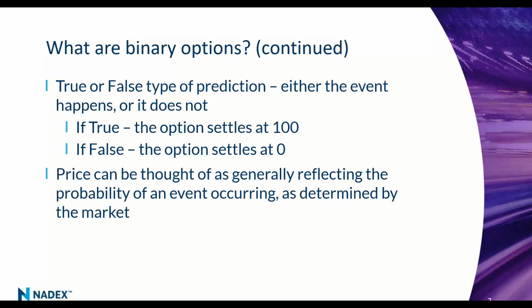If the condition is, will the S&P 500 be above a certain price, and it's currently right at that price, the binary option's probably going to be trading around 50% because it can go up or it can go down. The price of the option would be around 50. Okay. And I'm going to go through some very specific examples again so that you really get it.